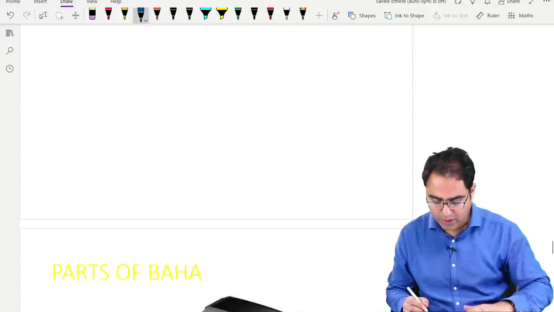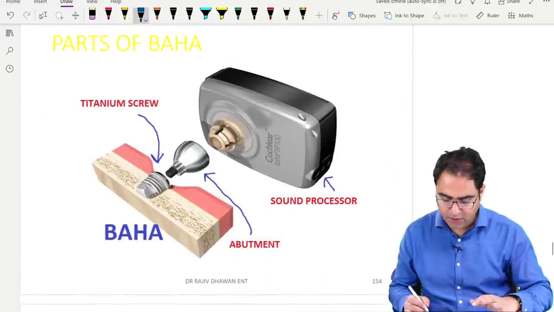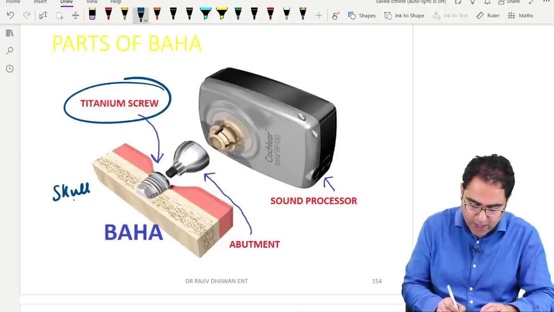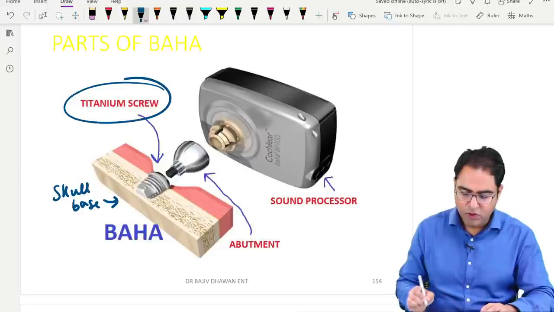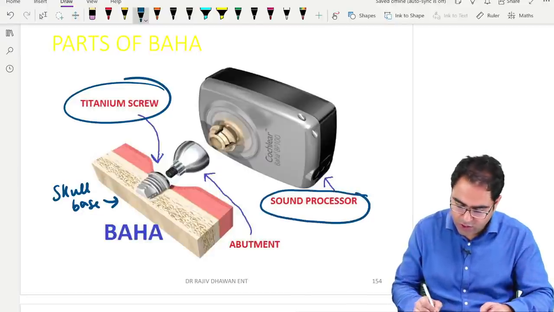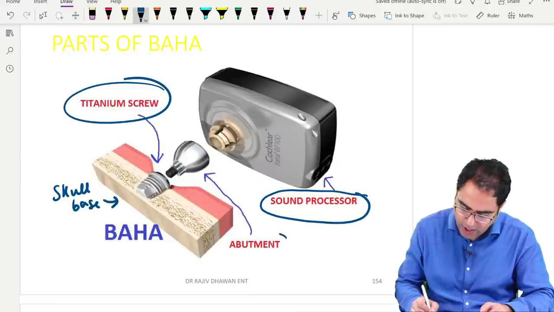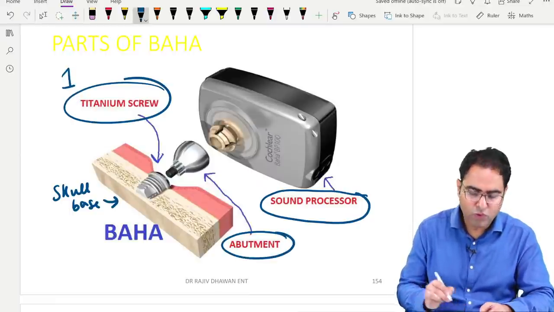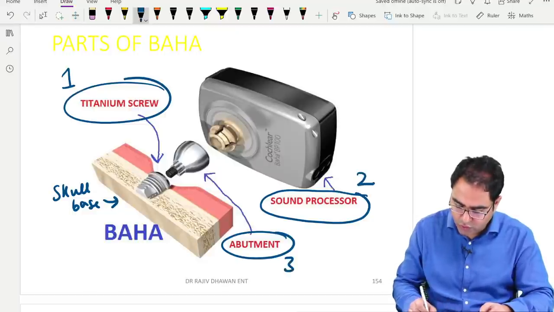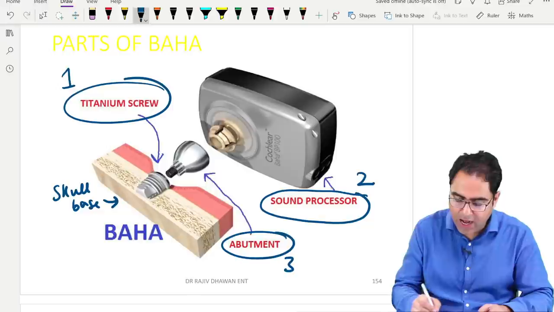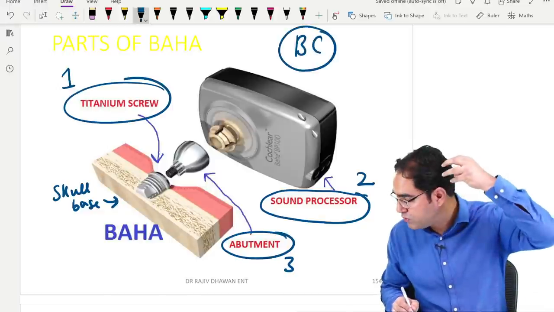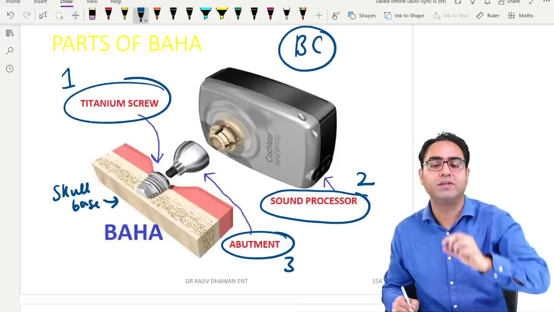How? Please see, it has got three parts. This has got a titanium screw, which you put to the skull bone. Bone anchored hearing aid is a specialized surgery. Then you attach a sound processor to the screw through an attachment called abutment. So number one, screw is put on the skull bone. Number two, sound processor is attached to the screw through abutment. BAHA stimulates cochlea through bone conduction. Sound goes to cochlea through bone conduction.